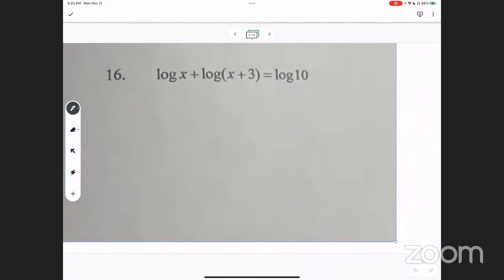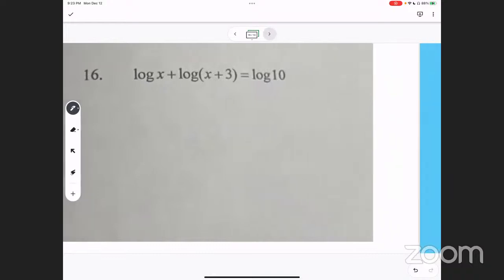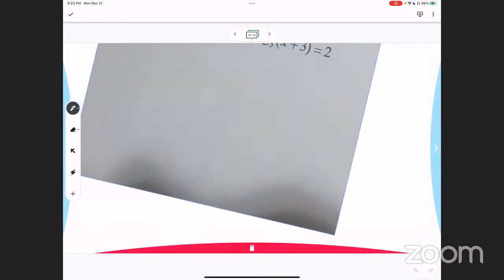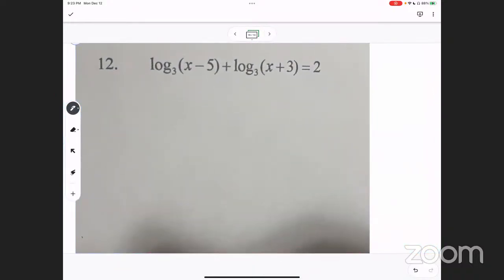Same deal with this one. Wait, did we do this one already? Oh yeah, I think I accidentally put that in there twice. Yeah, that one looks the same as one we just did. We haven't done this one yet.